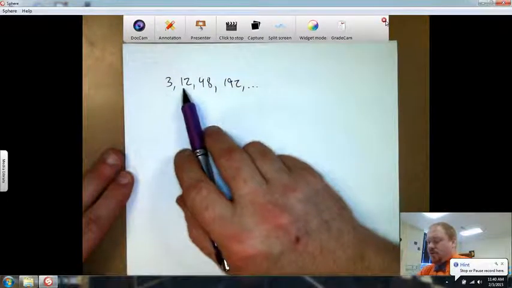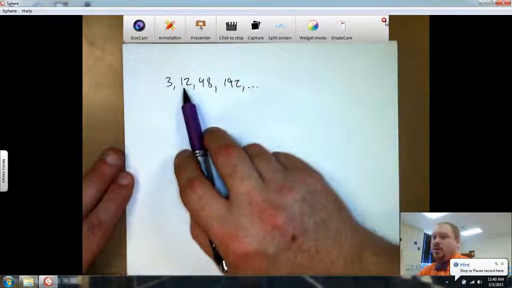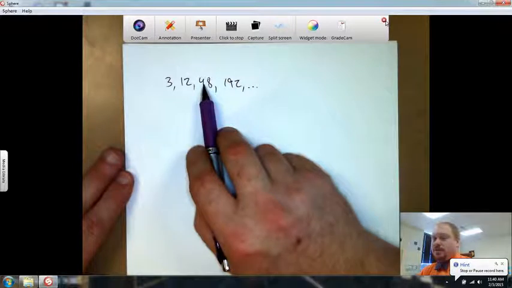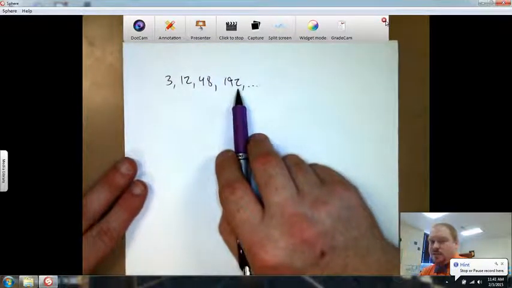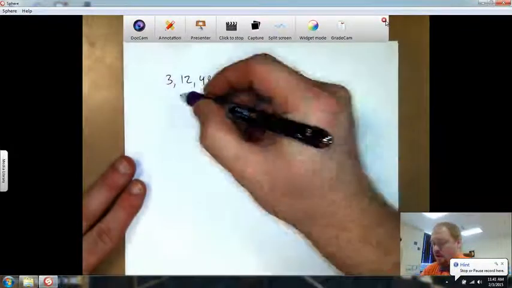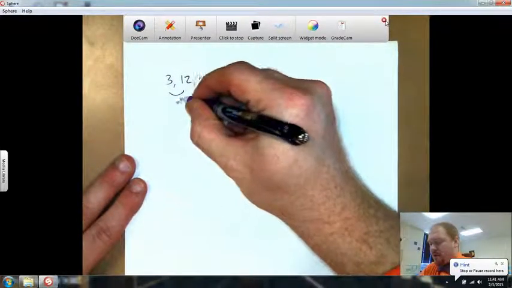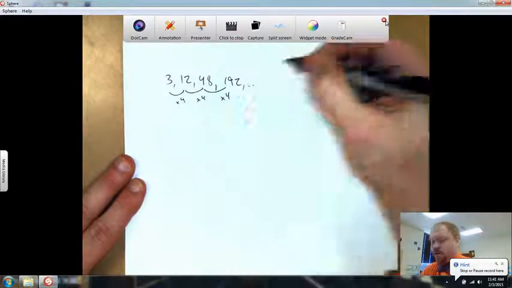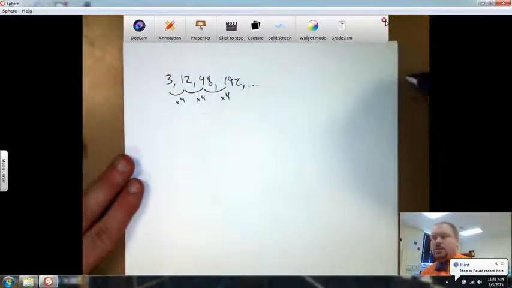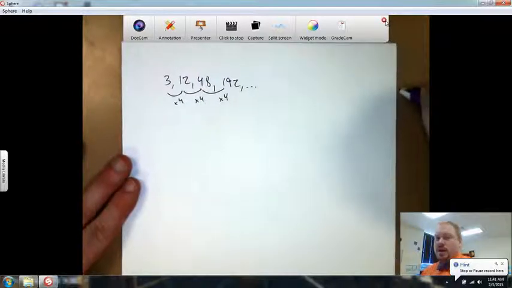So 3 times 4 is 12. 12 times 4 is 48. 48 times 4 is 192. So that appears to be our pattern. So we're going to multiply by 4. Our pattern is multiplying by 4.